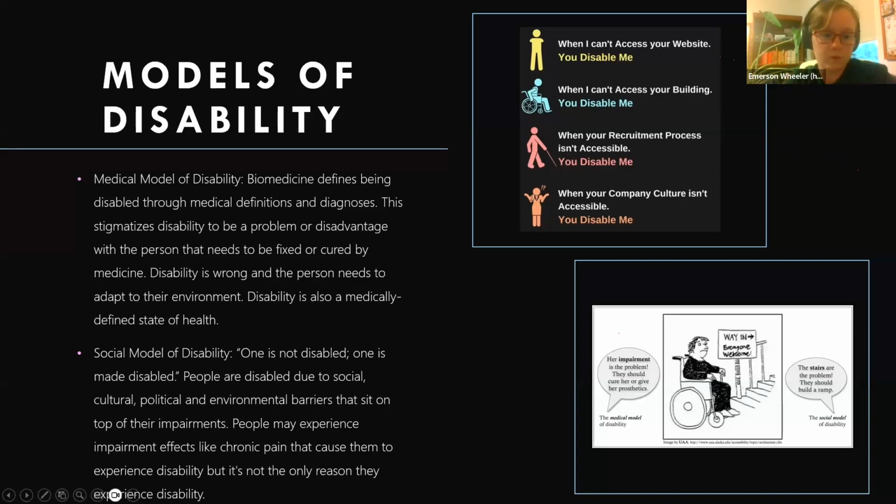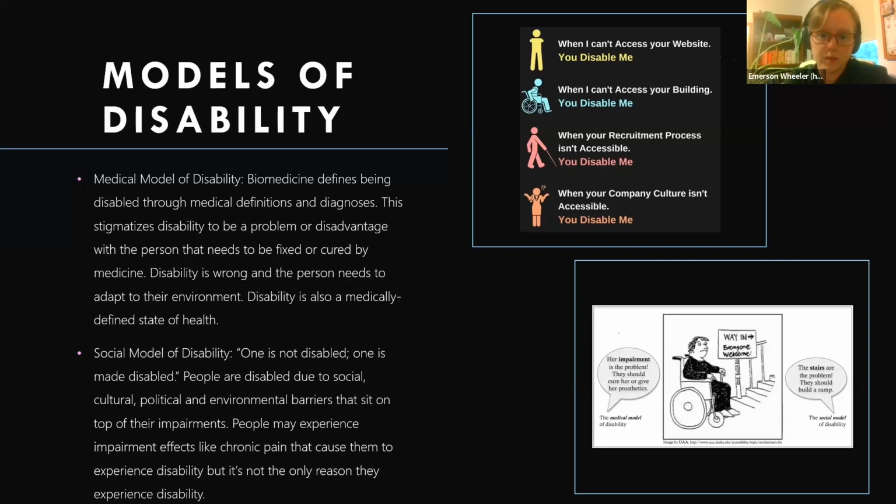And I'll read from this up here. Biomedicine defines being disabled through medical definitions, diagnoses, but this stigmatizes disability to be a problem or a disadvantage with the person that needs to be fixed or cured. So it's a medically defined state of health. And this is as opposed to the social model of disability, which I really love the picture up in the top right to describe that. And it basically looks at disability through the lens of the environment and whether or not the environment that the disabled person is in is one in which they are enabled or disabled.